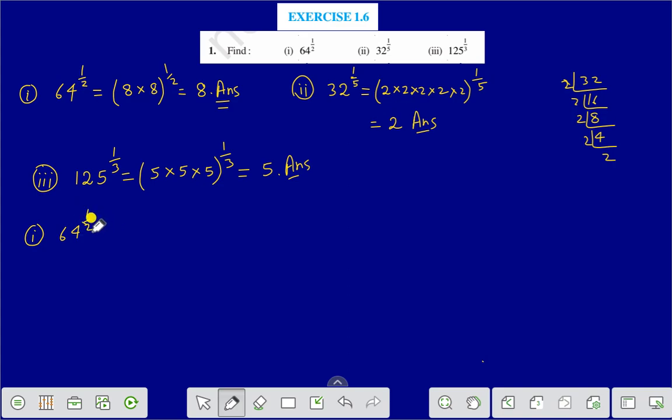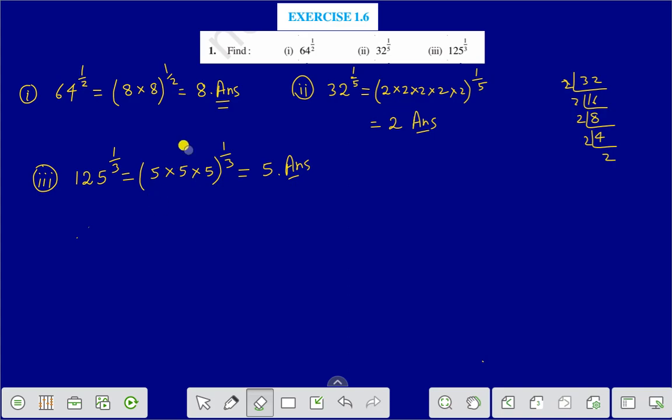Right? 64 can be written as 2 to the power 6. Right? Now there are various methods to solve this problem, but we have defined this easiest method.